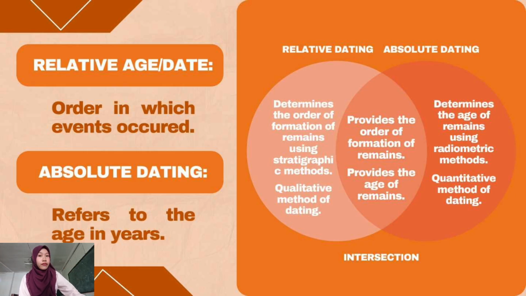So here we have the Venn diagram. Relative dating uses stratigraphic methods and it is a qualitative method of dating. While absolute dating uses radiometric methods and it is a quantitative method of dating.